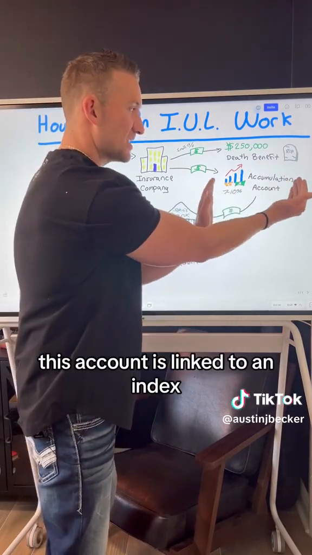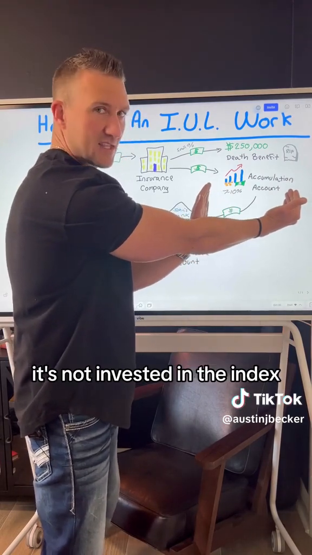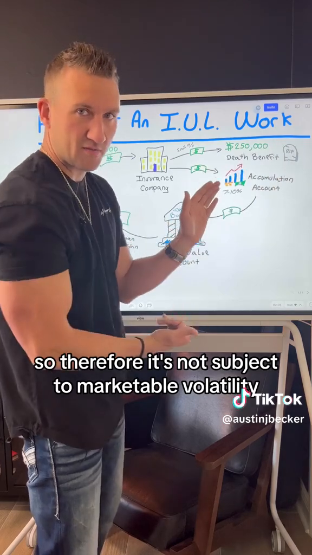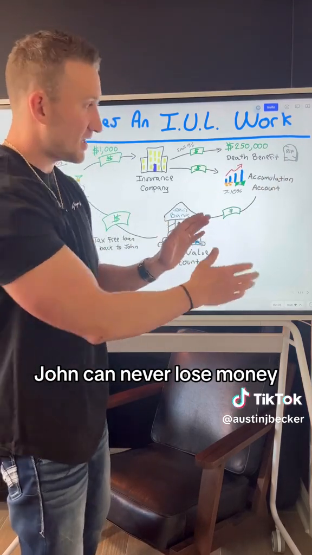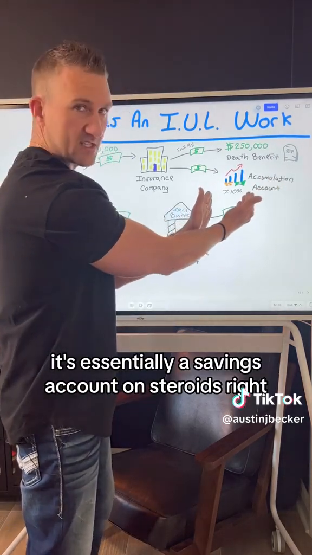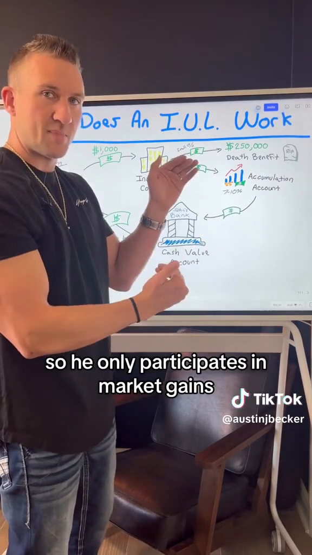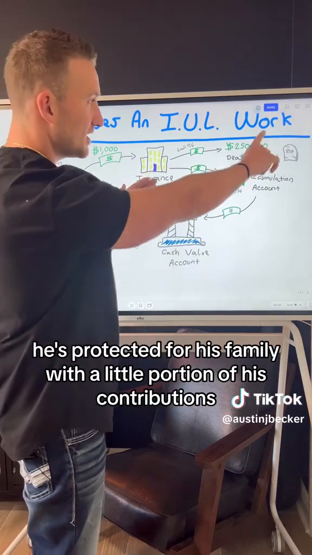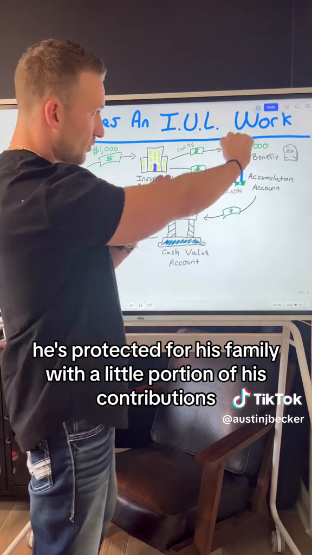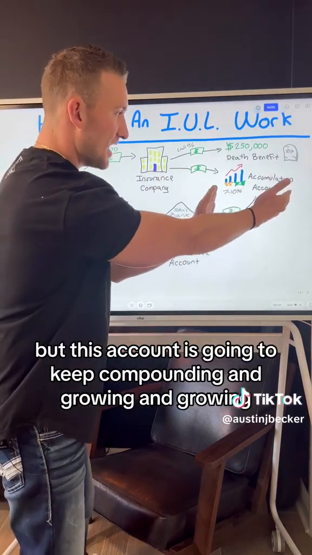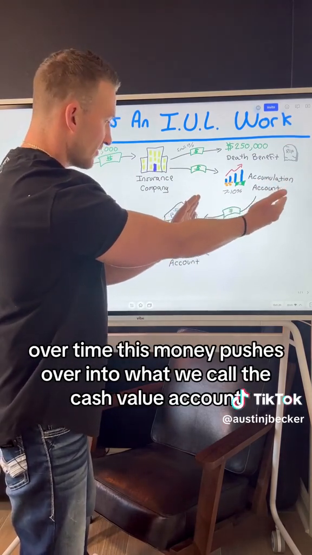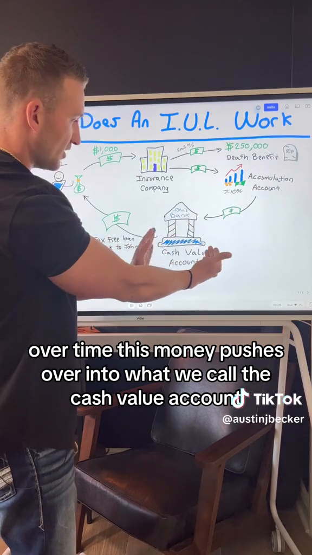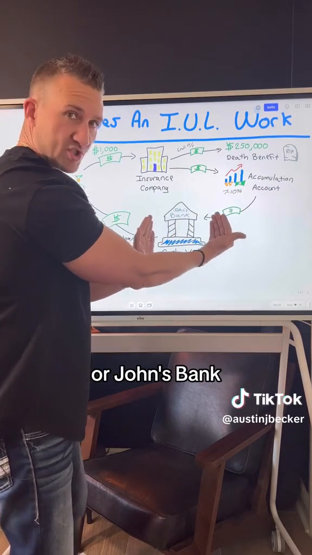This account is linked to an index. It's not invested in the index, so therefore it's not subject to market volatility. John can never lose money. It's essentially a savings account on steroids, right? So he only participates in market gains, never loses any money. He's protected for his family with a little portion of his contributions, but this account is going to keep compounding and growing over time. This money pushes over into what we call a cash value account or John's bank.